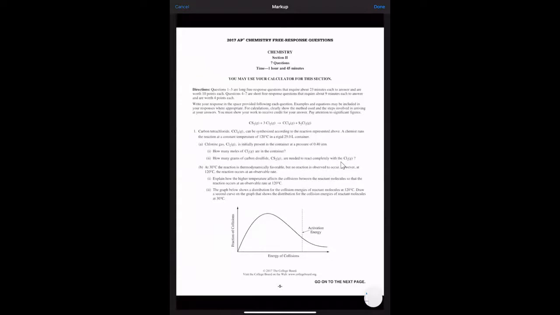If you look at the question here, the first question in B. At 30 Celsius degrees, the reaction is thermodynamically favorable, but no reaction is observed to occur. However, at 120 Celsius degrees, the reaction occurs at an observable rate, and then explain how the higher temperature will affect the collisions between the reactant molecules. So this is exactly the same type of question, and you should answer in the same way.